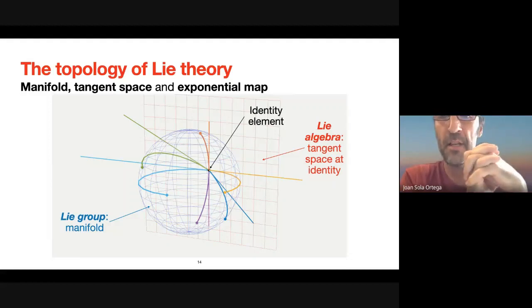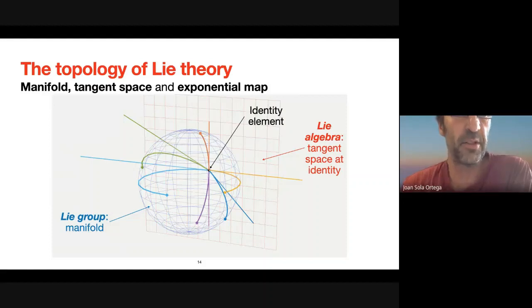All right. So many things that are difficult to do in the manifold, because it's nonlinear and curved and has funny shapes, are easy to do in the tangent space because it's just a vector space. So you just go to linear algebra when you operate on the Lie algebra.